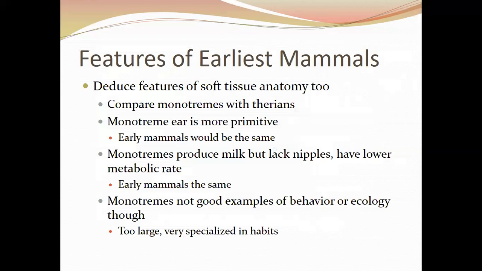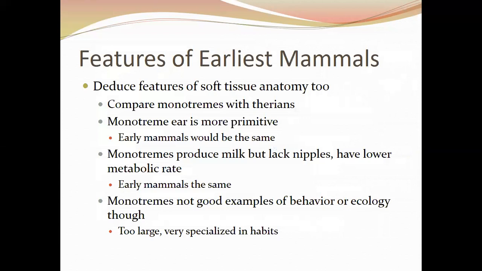Monotremes do produce milk, but they lack nipples. This is an advance that we see only in the therians. That means the monotremes have these areas of the body that are just going to secrete milk through the skin surface. Monotremes also have a lower metabolic rate and a lower food demand. We assume that early mammals are likely to be the same.